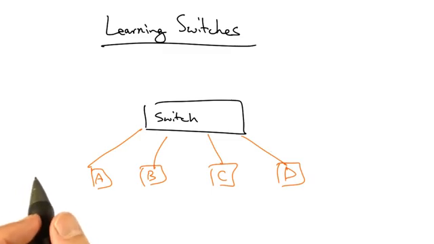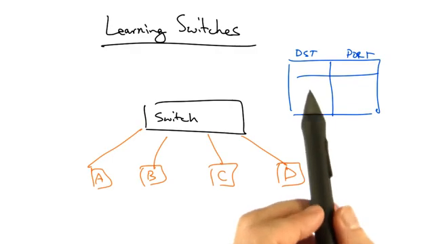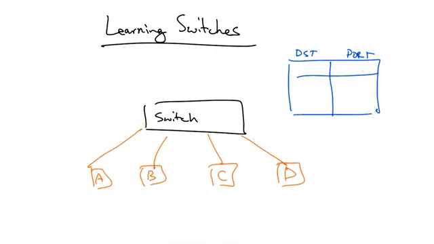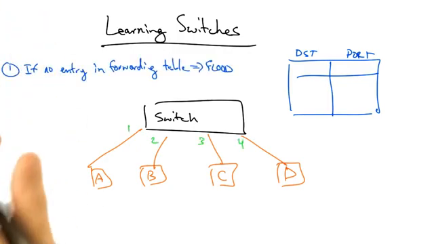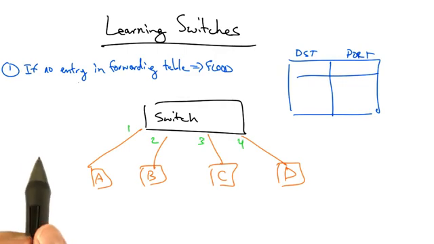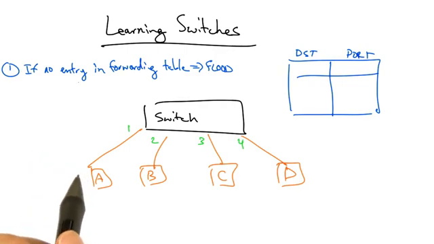Let's take a quick look at how learning switches work. A learning switch maintains a table between destination addresses and output ports on the switch, so that when it receives a frame destined for a particular place, it knows what output port to forward the frame. Initially, the forwarding table is empty, so if there's no entry in the forwarding table, the switch will simply flood.